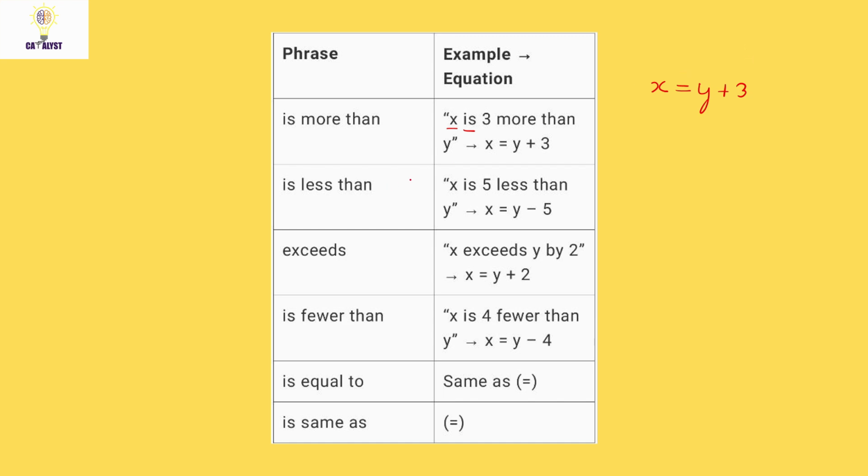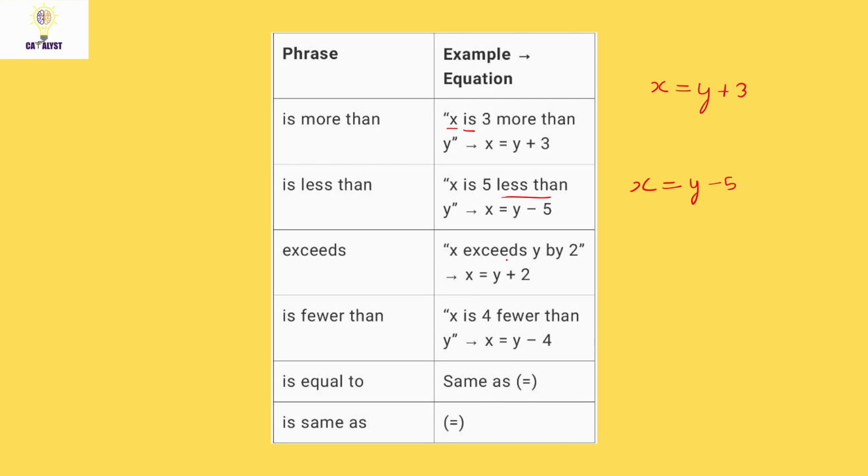Fine. Is less than. X is 5 less than y. See, less than, what did I tell? You have to be careful with the order. You have to take the reverse order. Again, x is. So x is means x equal to 5 less than y, which is y minus 5.